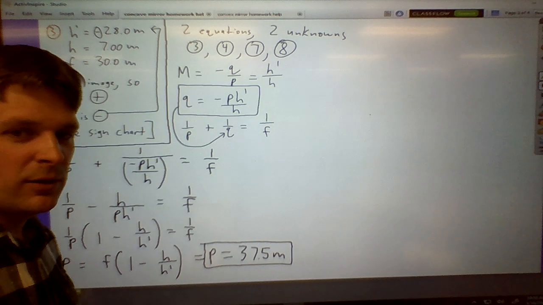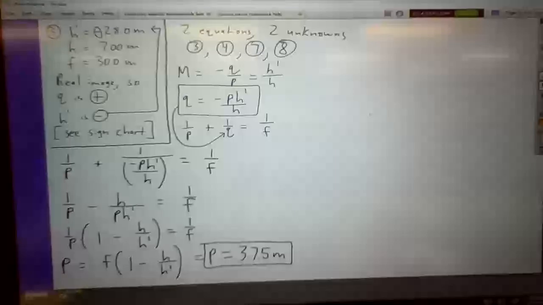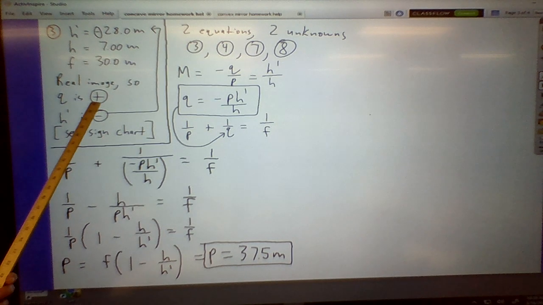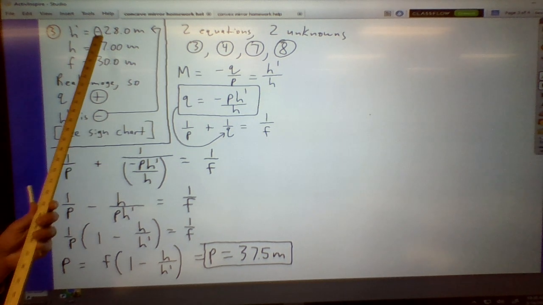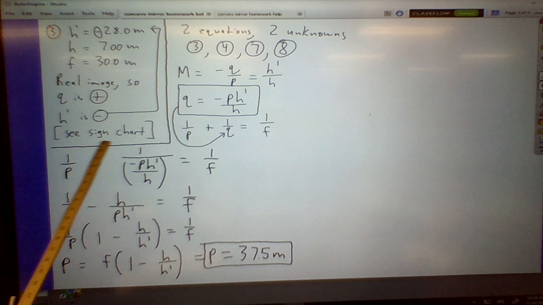Moving on to problem 3, we have a situation where we have a little complex algebra. I've listed the givens right up here for you. They tell us that it's a real image. That means Q is positive, H is negative. We need to be sure to include that. Just a reminder to view that sign convention chart throughout this.